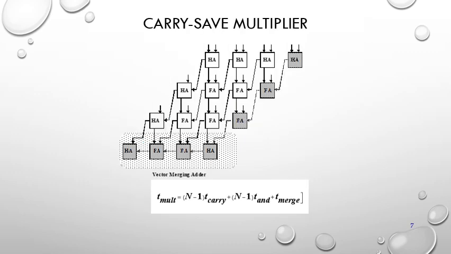After that, the carry save multiplier. Here we are using the carry save multiplier, and its implementation is shown here. The half adder carries move to the next full adder section. Like that we move to the next bit, and how the carry moves to the next bit is shown here. T multiplier equals (n minus 1) t carry plus (n minus 1) t and plus t merge. This is the final expression of the carry save multiplier.